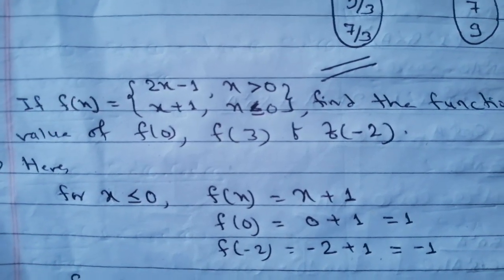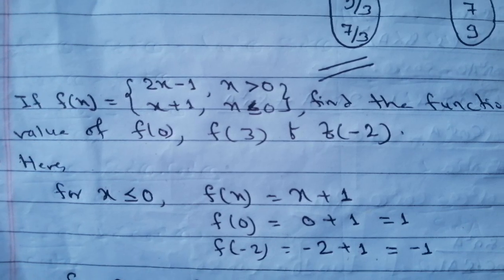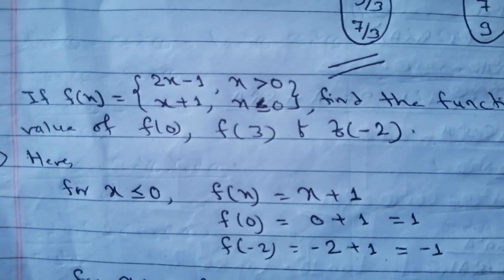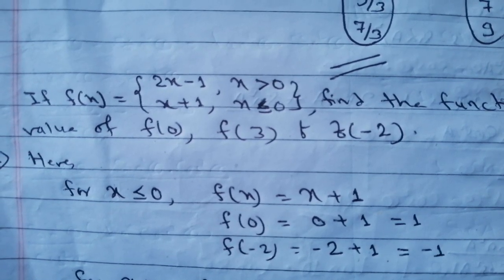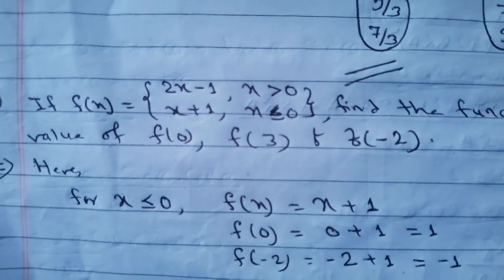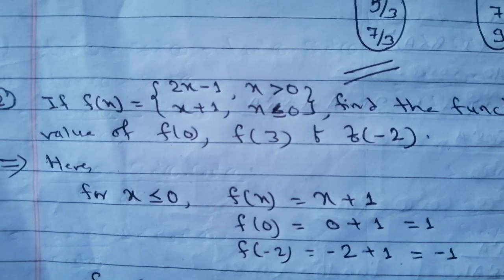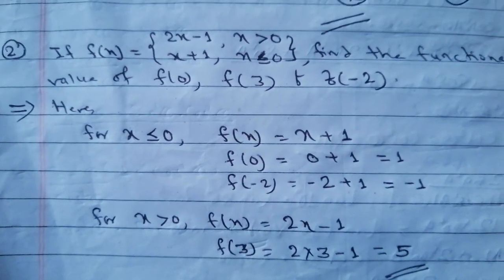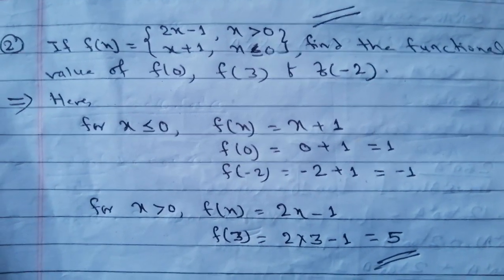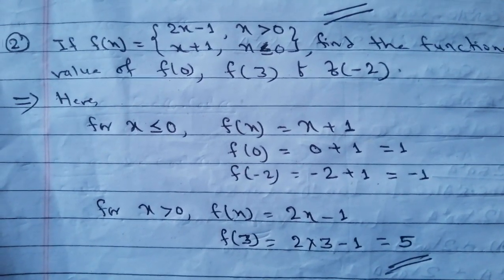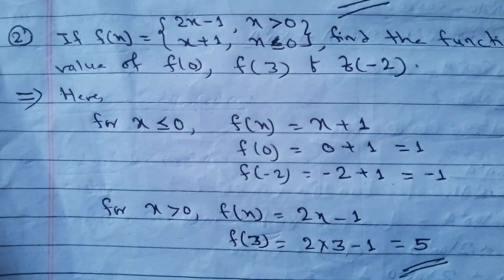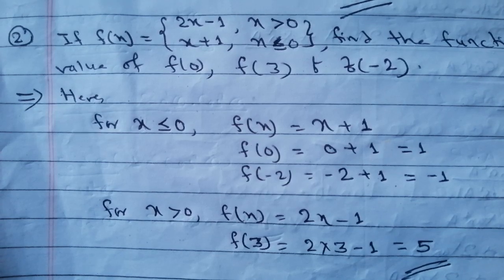So in this f(0) and f(-2), we have to keep f(x) = x + 1 as per the given condition, and to find out the value of f(3), 3 is greater than 0. So for greater than 0, f(x) = 2x - 1. So keeping those relations, we get f(0) as 1, f(-2) as -1 and f(3) as 5.